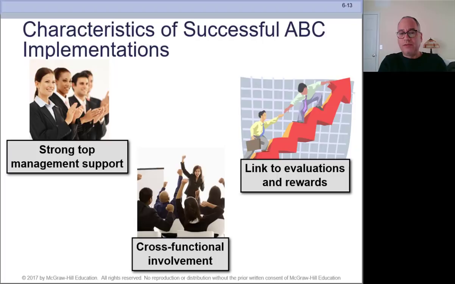So successful implementations usually get strong support from management. A lot of people from a lot of places throughout the company are all involved and are able to work on this together. And they say here link to evaluations and rewards. I'm not so sure that's true, actually. It says it here. I mean, if it's in the PowerPoint slides, it must be true. But I'm not sure I really buy that.